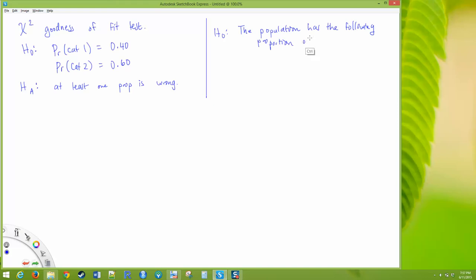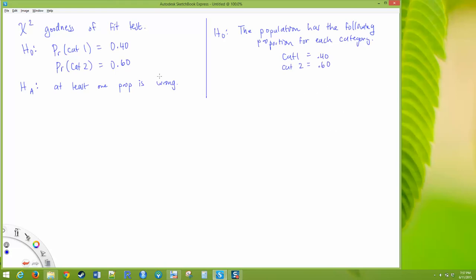For each category. And then it would look just like this, right? You know, category 1 equals 40%. There's no way around it, okay? Category 2 is equal to 60%, or something like that.